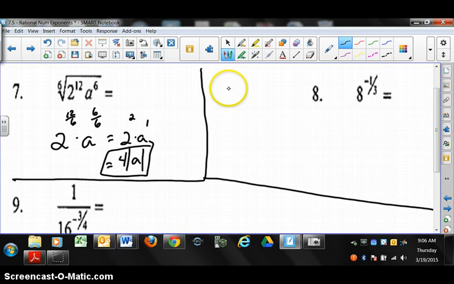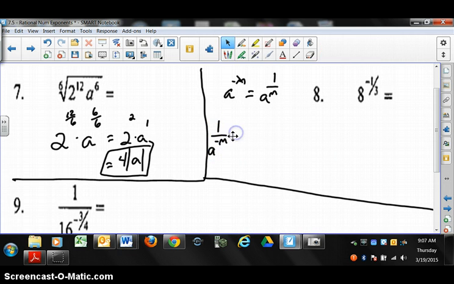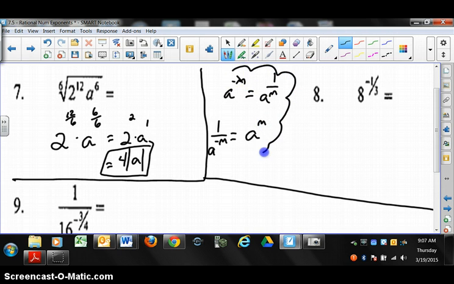Anytime you see a negative exponent, remember this rule of exponents: a to the negative m equals 1 over a to the m. If I had the negative in the bottom, then I would bring it to the top, a to the m. So this is like a little thought bubble for us anytime we have negative exponents.